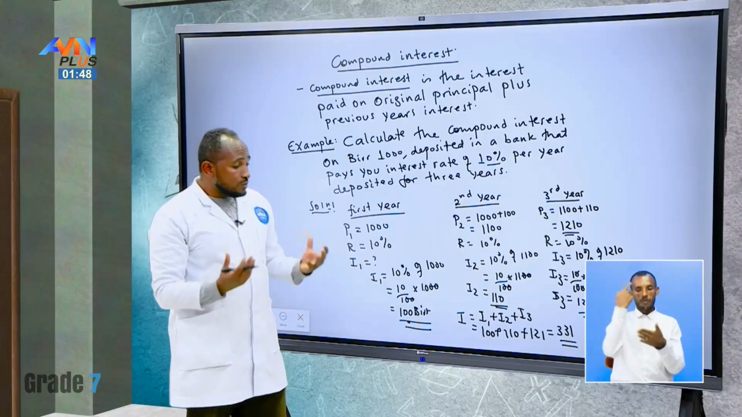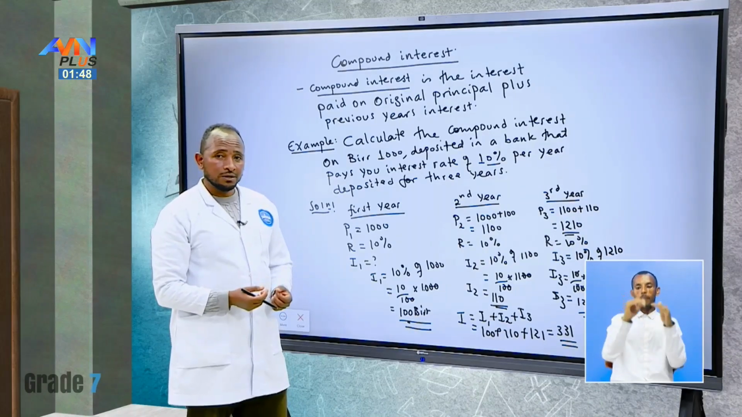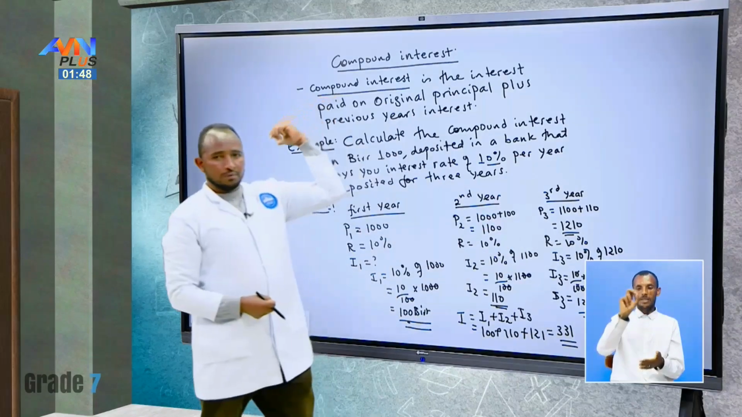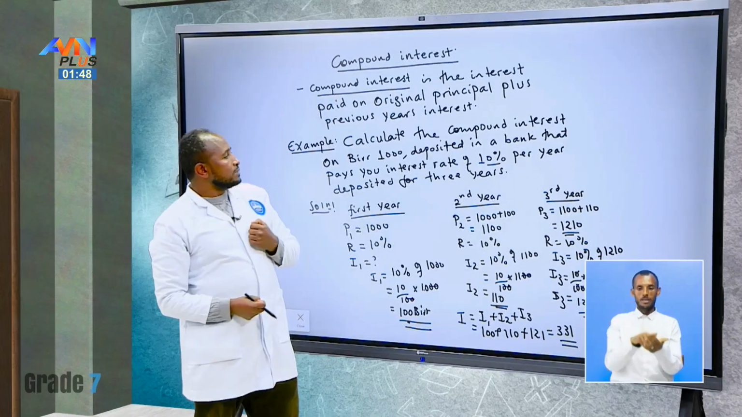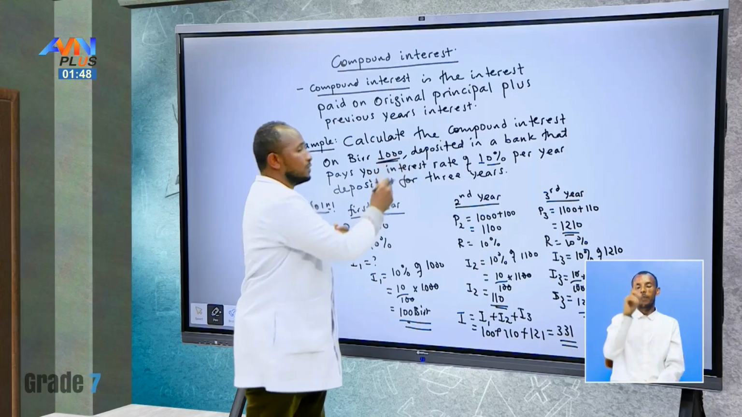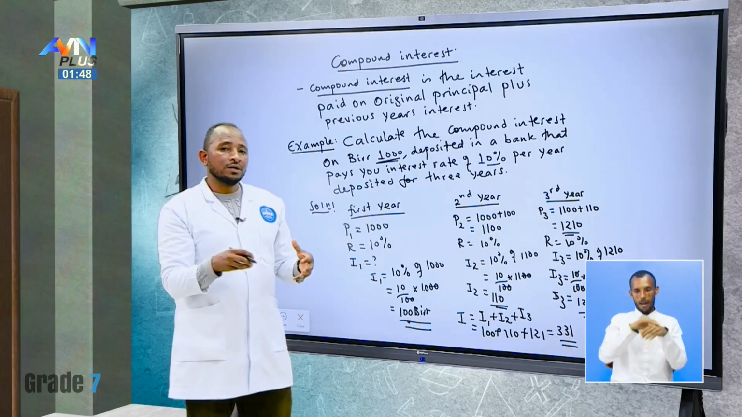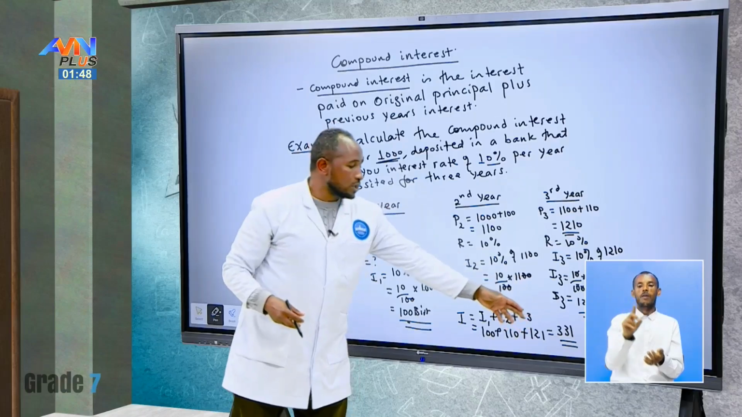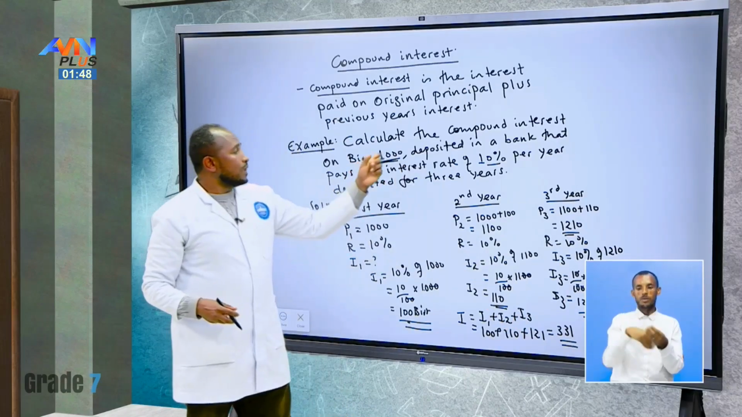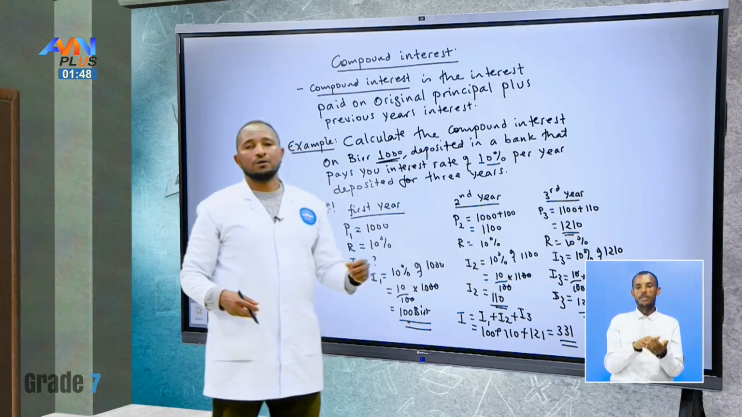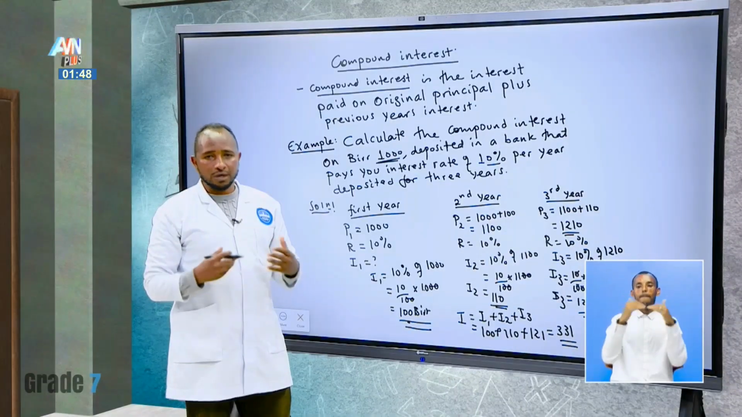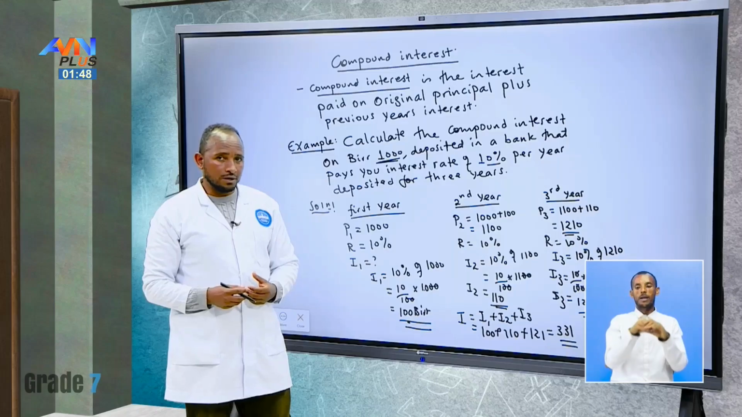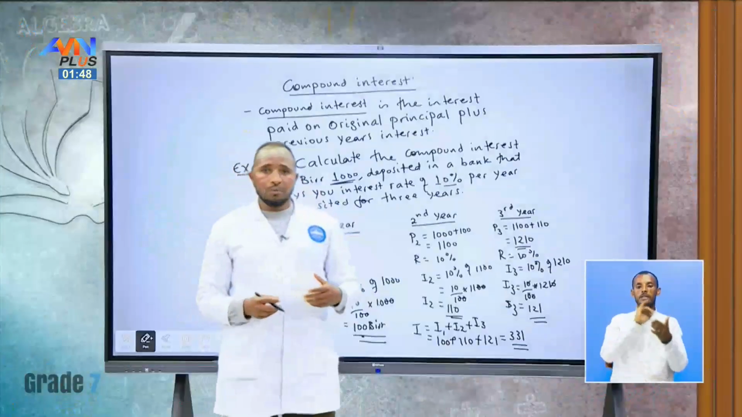So, what will be the amount at the end of the third year? The amount will be this interest plus the original principal. The original principal is 1,000. Initially, he deposits 1,000 and you earned 331. So the sum of the two, 1,331, will be the accumulated amount you will have at the bank at the end of the third year. So this is all about today's lesson.